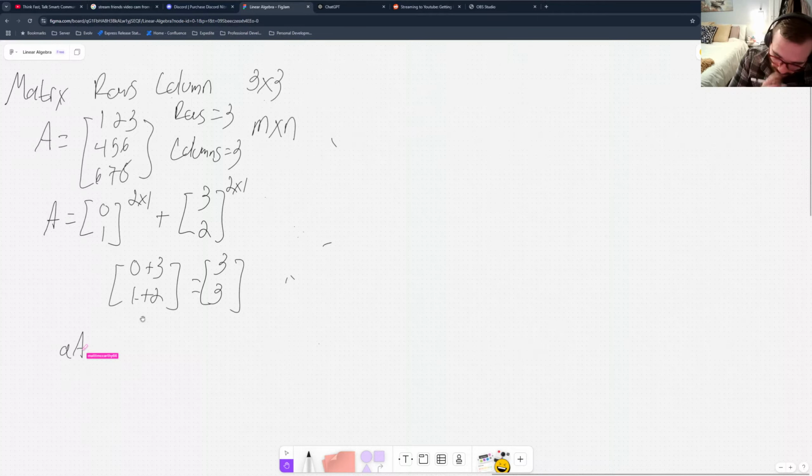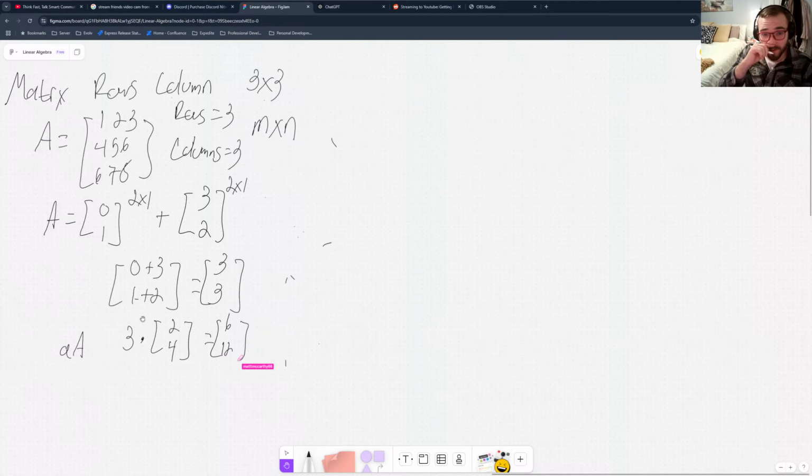And we can multiply a matrix or a vector by some scalar. So we would do that by, say, 3 times 2, 4. And we could just multiply 3 into both of these numbers and get 6, 12. And that works too.